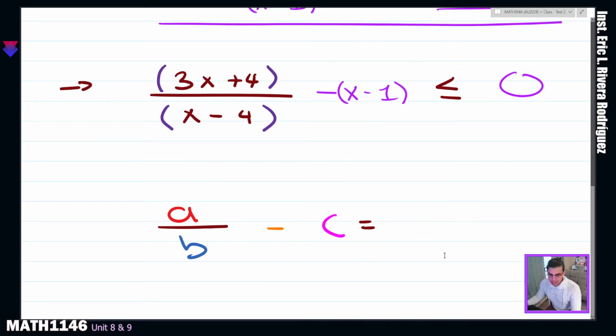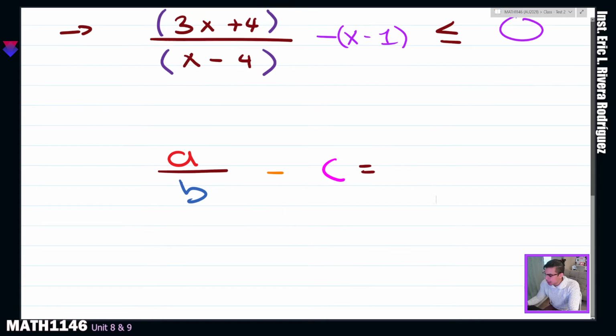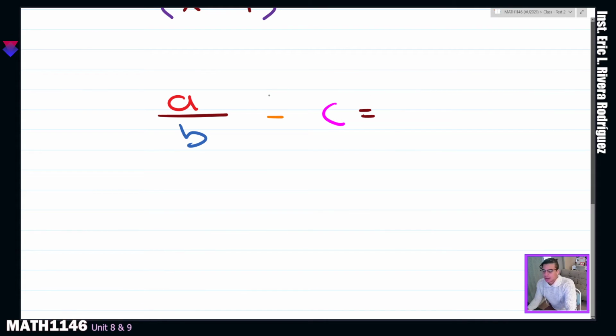So A, B, and C are variables that are representing a real number, right? So you can think of them as any number. Okay. So we have two terms. We have a subtraction here where the first term is a fraction, A over B, and the second term here is representing an integer. Okay, C is representing an integer.